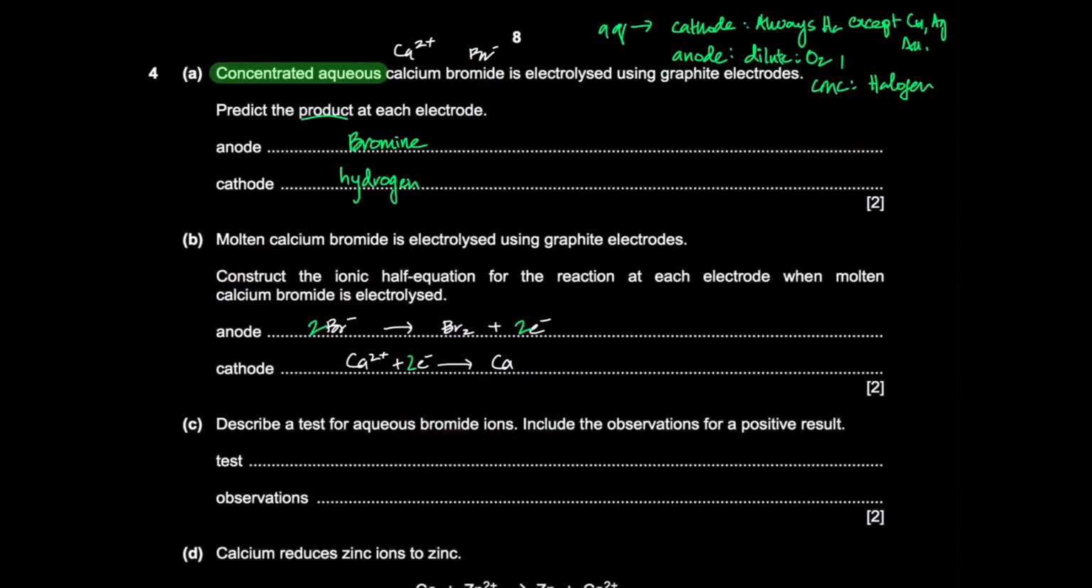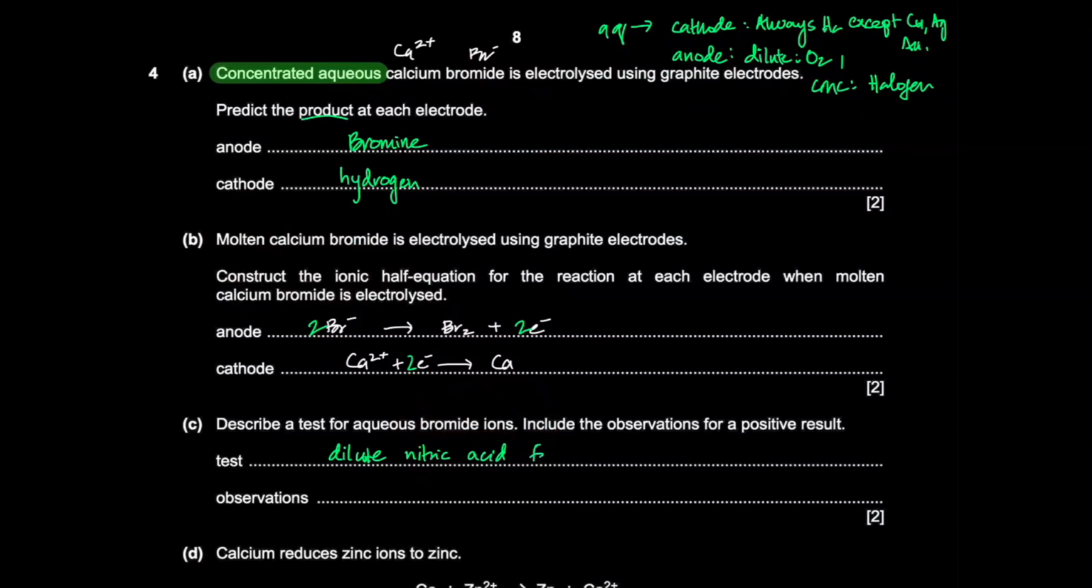So it's dilute nitric acid. I'll write down the full one. Dilute nitric acid followed by aqueous silver nitrate. This is the full test that we use.